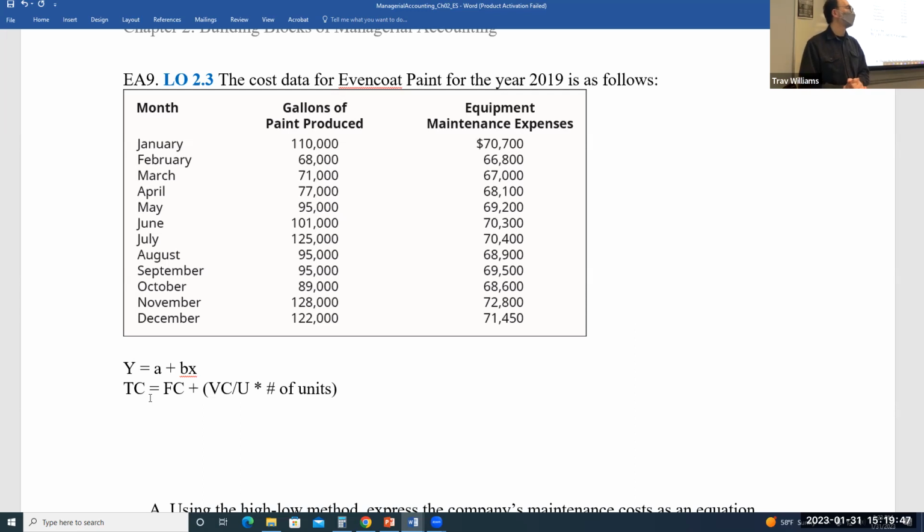And here's where the high-low part comes in. To make this work, we look at this list. We need to figure out what was the highest month of production and what was the lowest month of production. So let's start there.